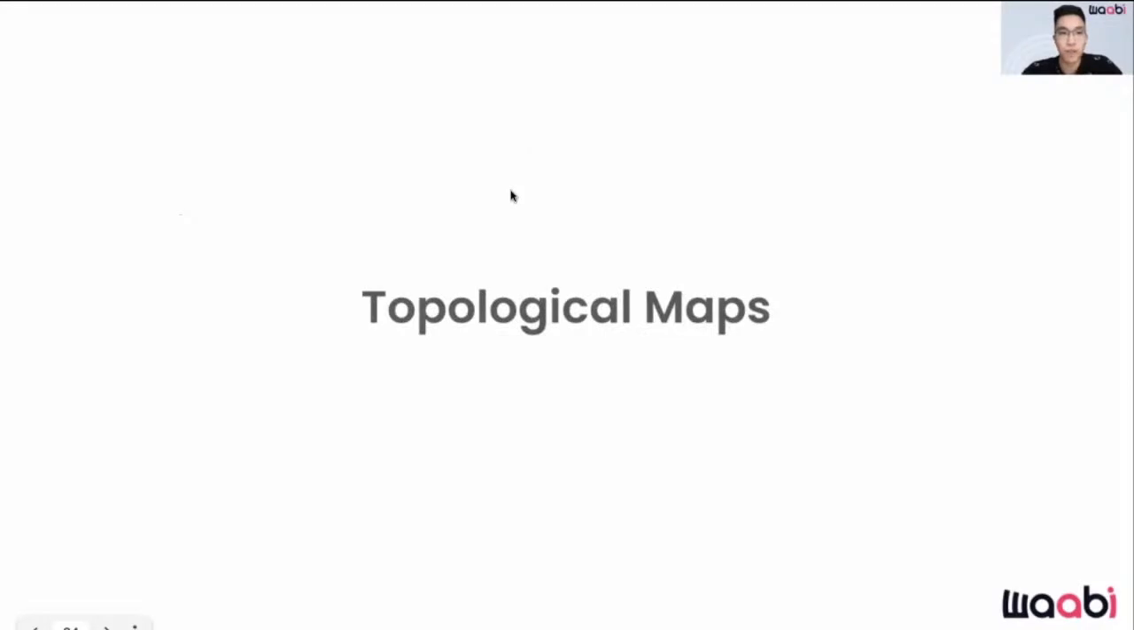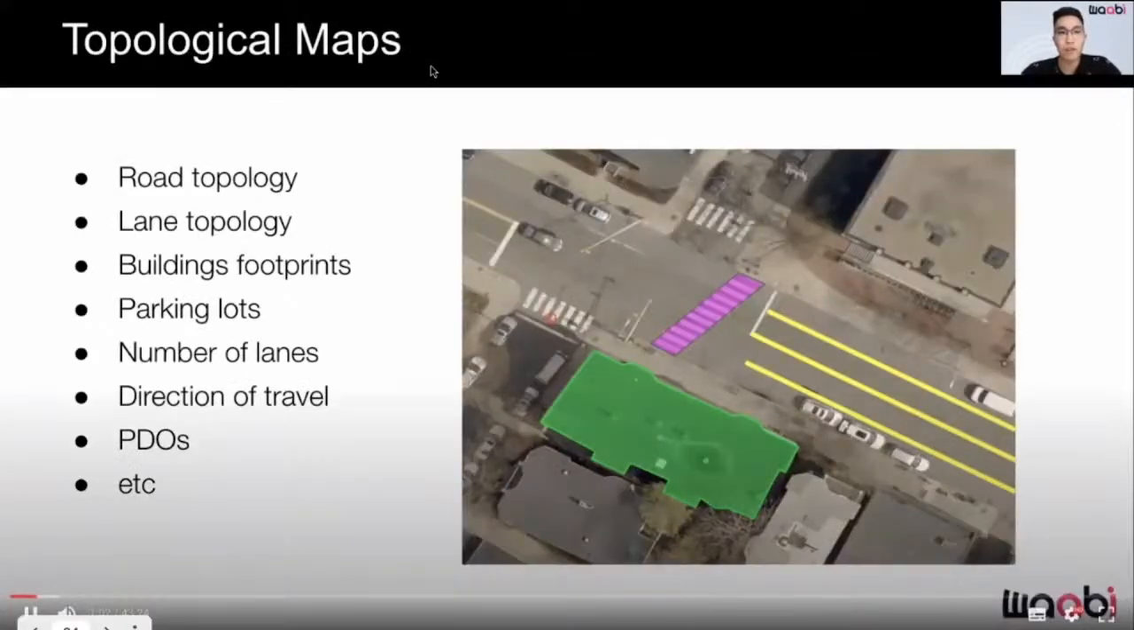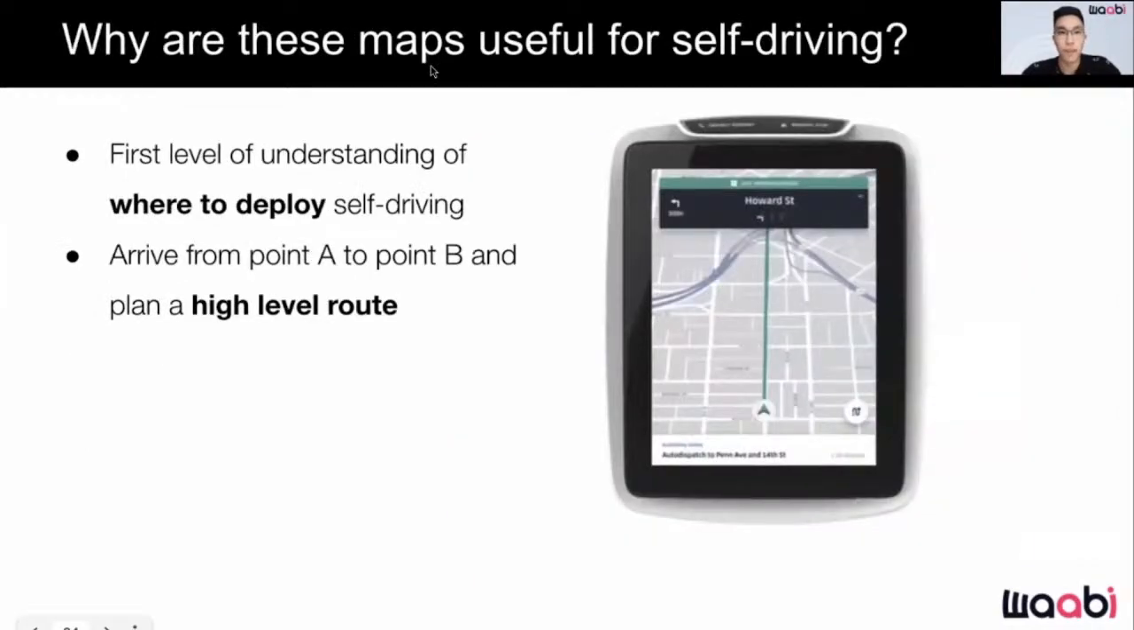In the first section, we will go over sparse topological maps. Topological maps contain a diverse set of attributes, such as road topology, the number of lanes in a street segment, the location and shape of buildings, or the direction of travel. These topological maps are used by self-driving teams to have an understanding of the potential difficulty of a given geographical area. They are also used online by the self-driving vehicle to help plan a high-level route to go from point A to point B.